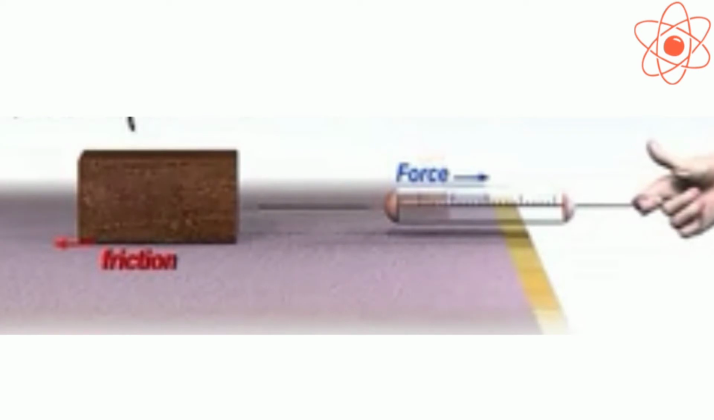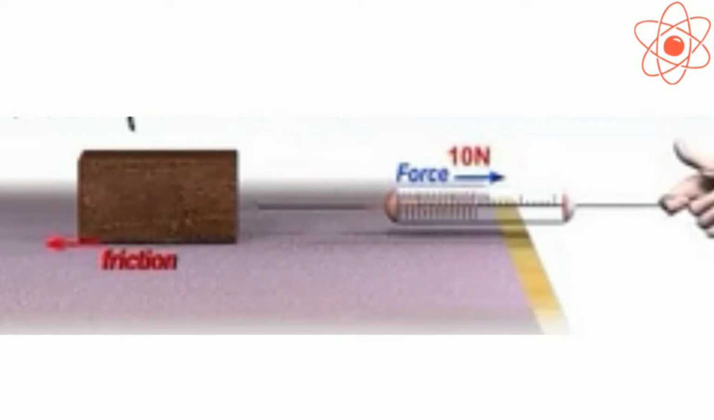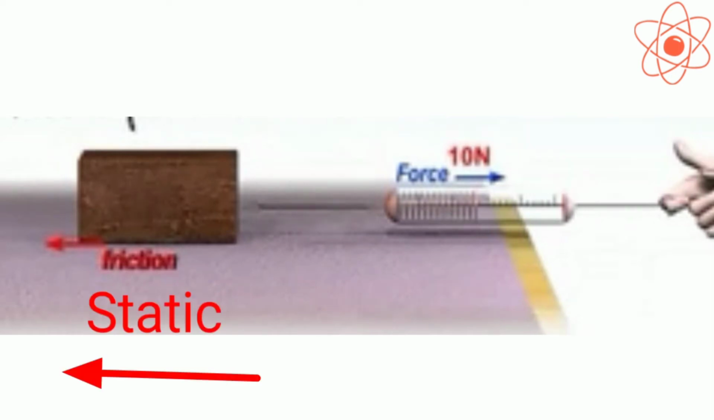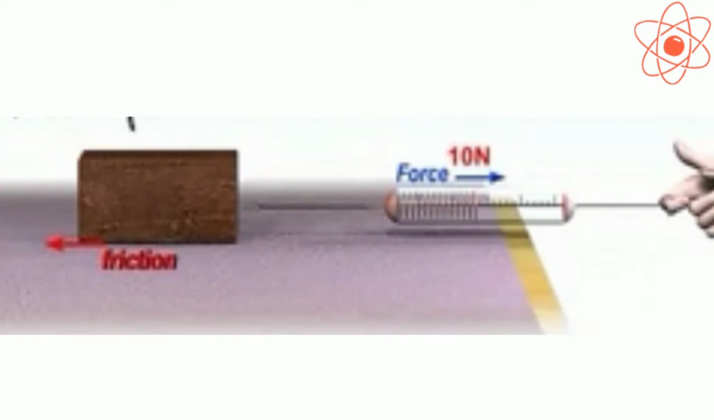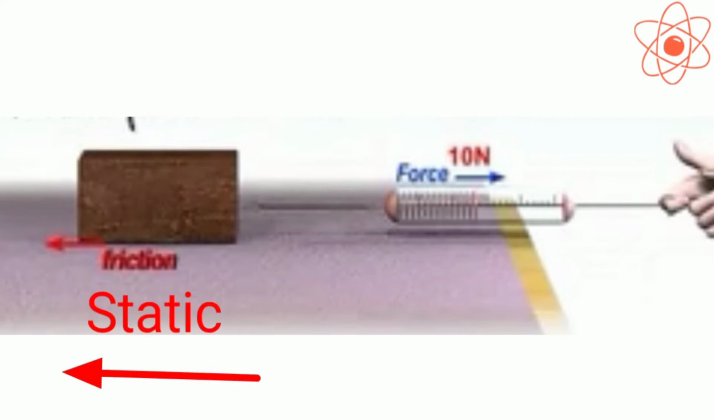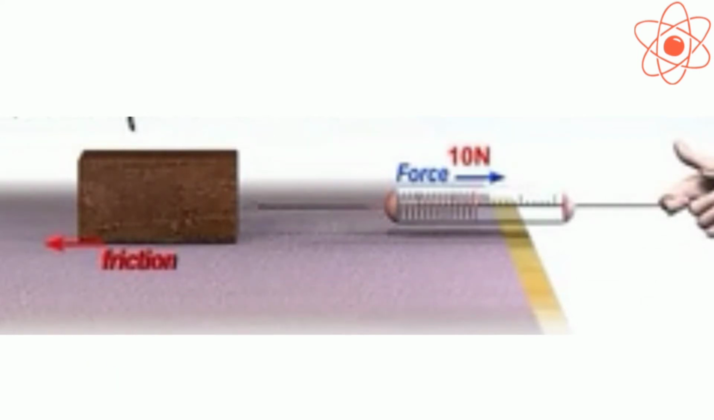Now increase the force from 5 Newton to 10 Newton. Again, you will notice that the block does not move and remains at rest. This means that the static friction has increased to balance the pulling force on the block.